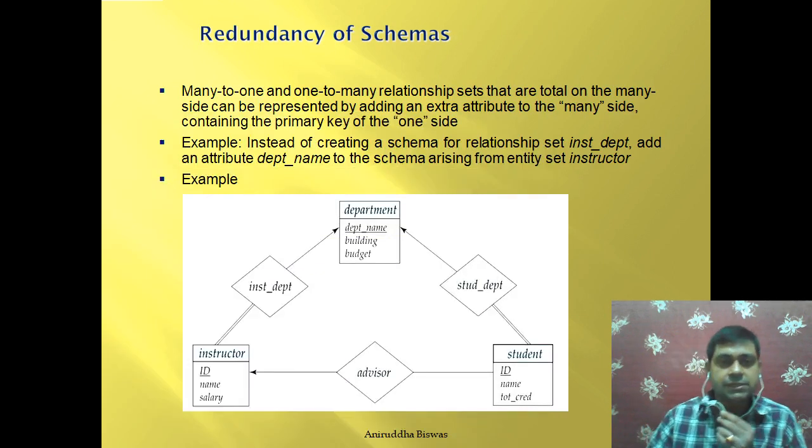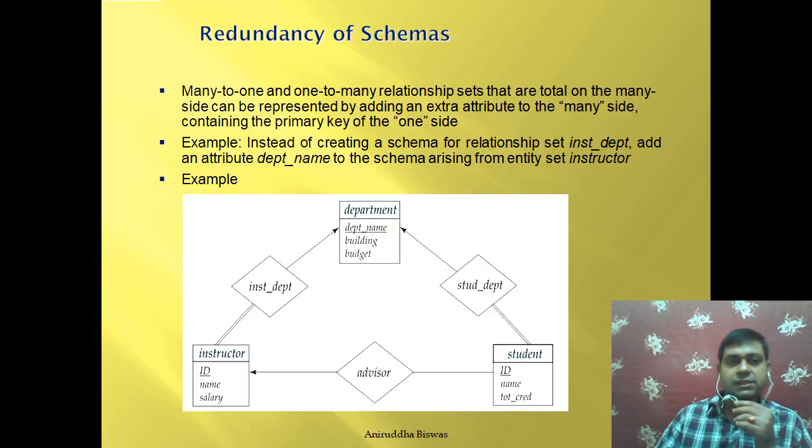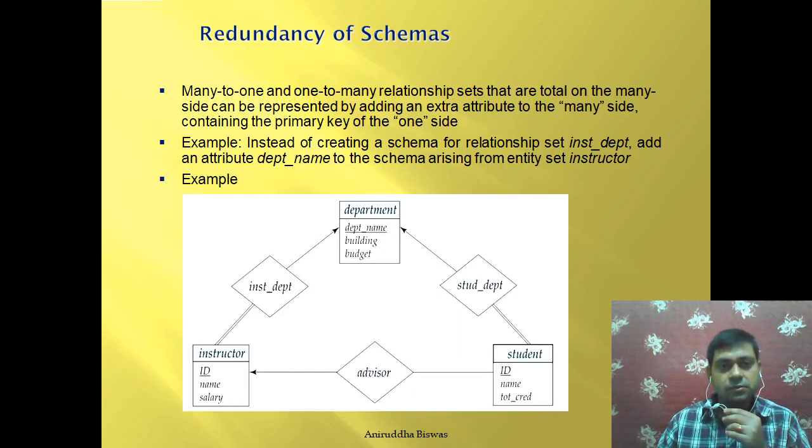Now let's discuss the redundancy of schemas. Redundancy means that if a schema contains many to one and one to many relationship sets that are total on the many side, they can be represented by adding an extra attribute to the many side containing the primary key of the one side. Let's elaborate it with an example.